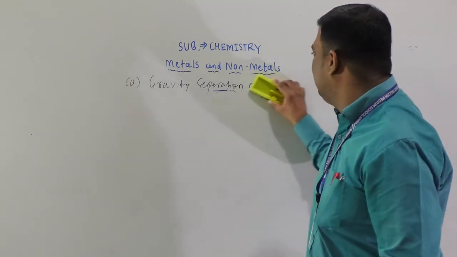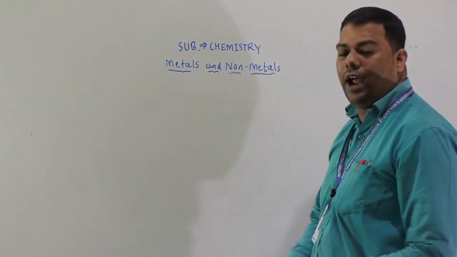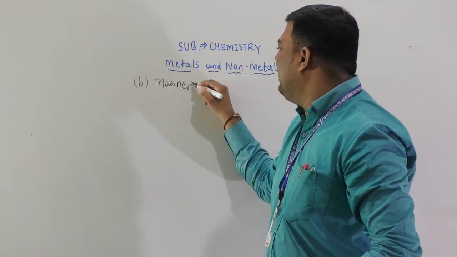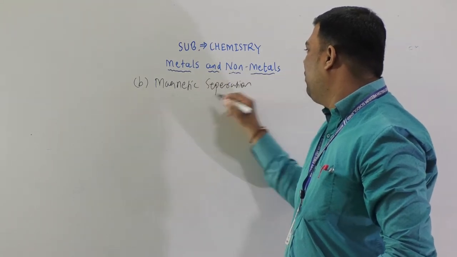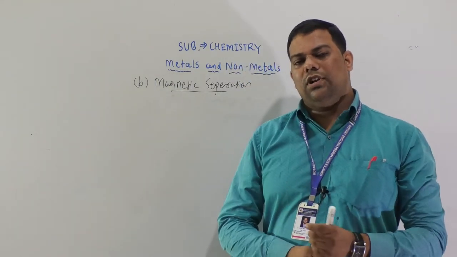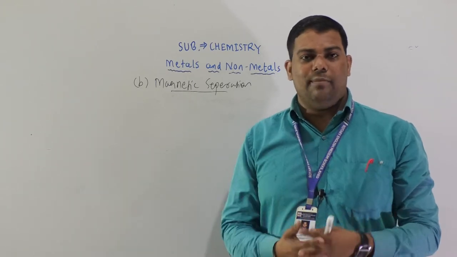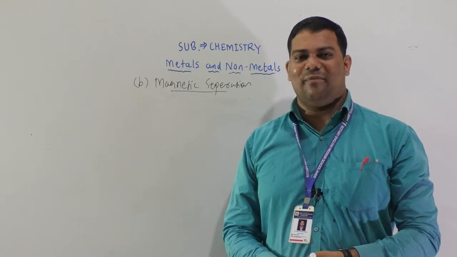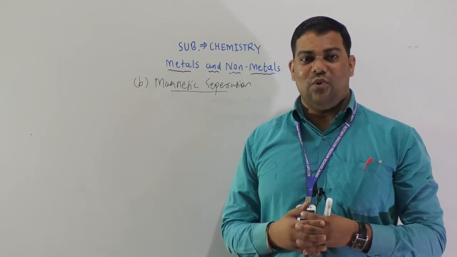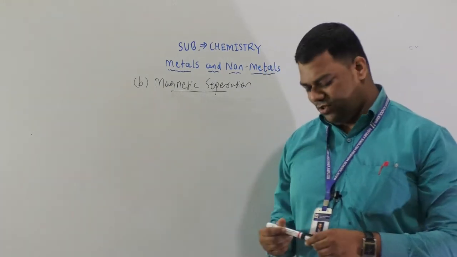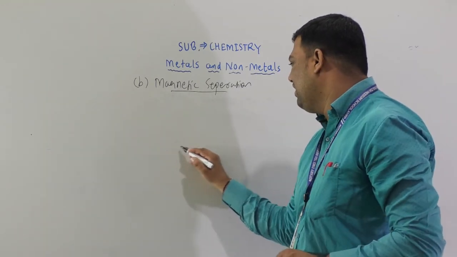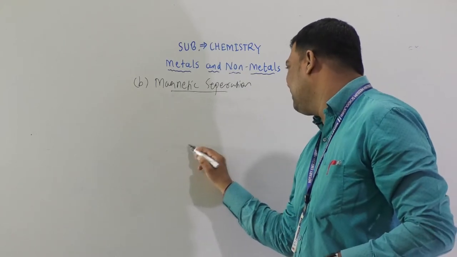Now next we will discuss what comes under concentration of ore, or we can say dressing of ore, small b, that is magnetic separation. So here, children, either the ore or the impurity must be magnetic. Suppose your ore is magnetic, then your impurity must be non-magnetic. In this method, magnetic separation, we are considering magnetized ore, or we can say iron ore. Suppose you visit any mill.